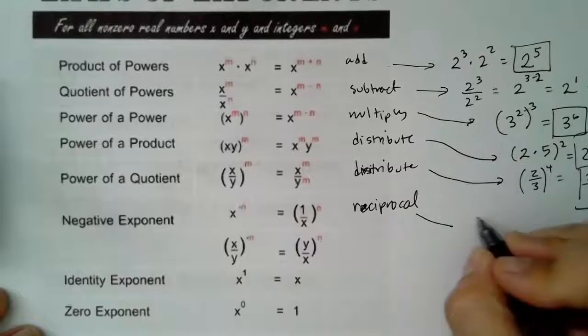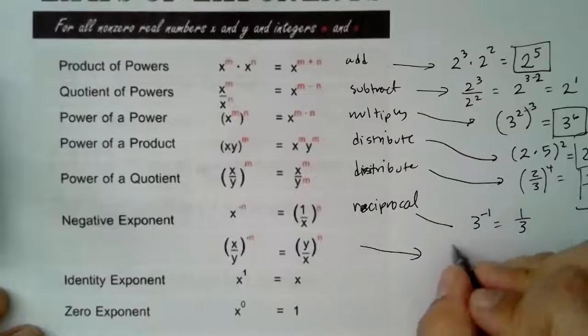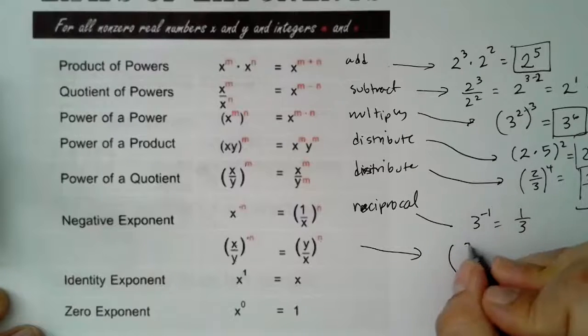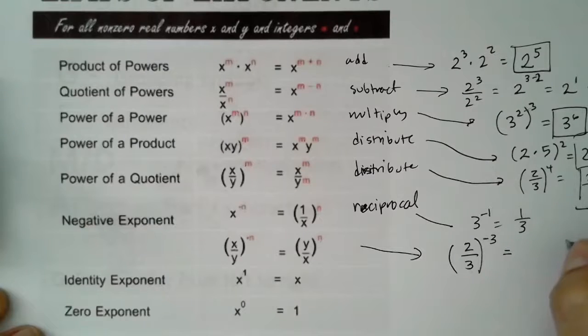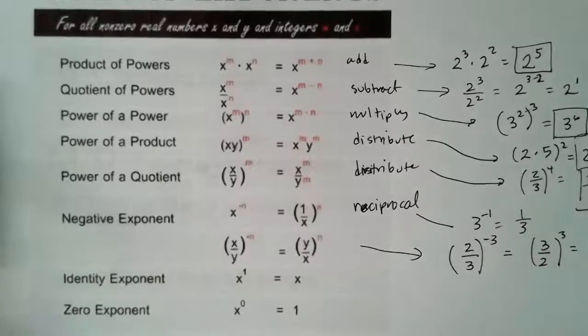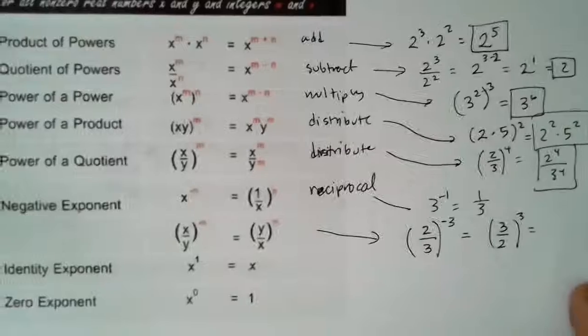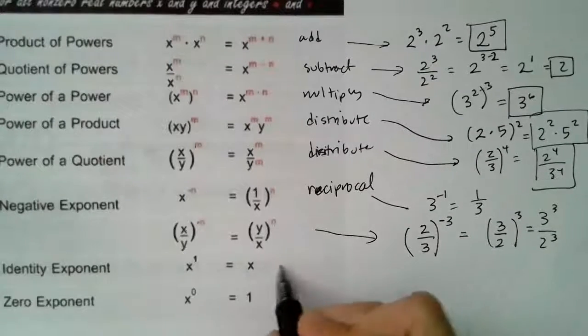Negative: if you have 3 to the negative 1, that would be 1/3. If you have a negative exponent and a fraction, let's say 2/3 raised to the power negative 3, that would be the same as 3 halves raised to the 3rd power. And then you could simplify this further using the power of a quotient property. Sorry, I didn't realize you guys couldn't see that. Which would be 3 cubed over 2 cubed. And this one we already did.